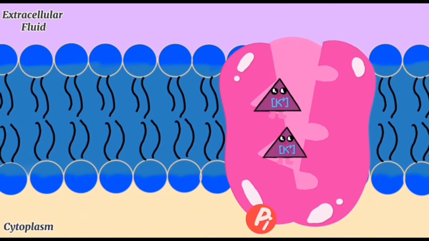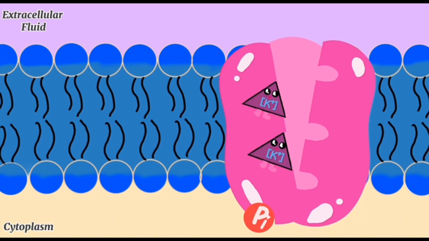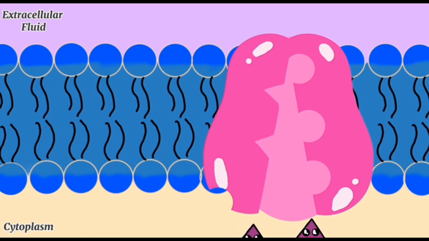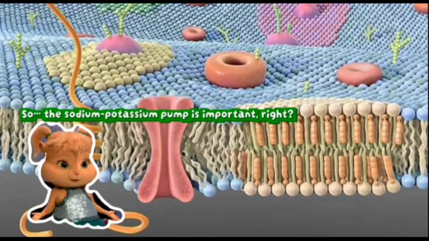Then, the new shape has an affinity for potassium ions, allowing 2 potassium ions on the extracellular side to bind to the protein pump. The binding triggers dephosphorylation. The release of the phosphate group causes the protein pump to restore its original conformation, which has lower affinity for potassium ions. Thus, potassium ions are released into the cell. This cycle repeats continuously. So, the sodium-potassium pump is important, right?